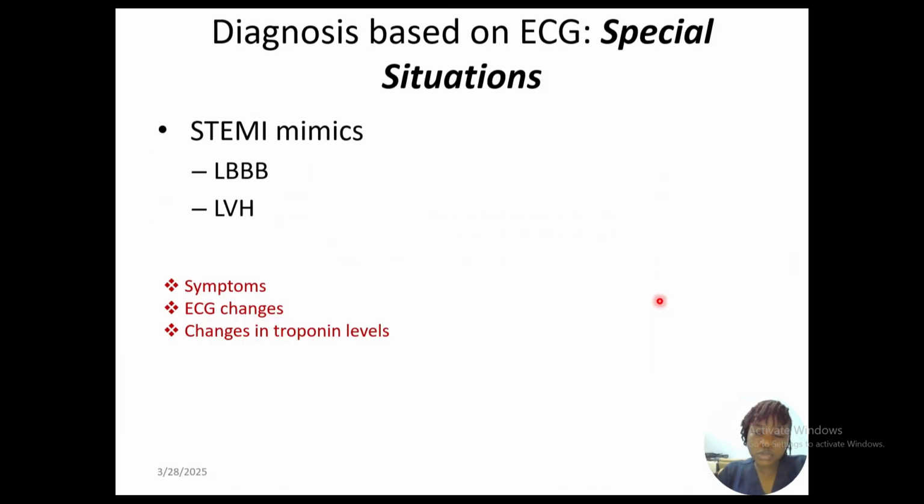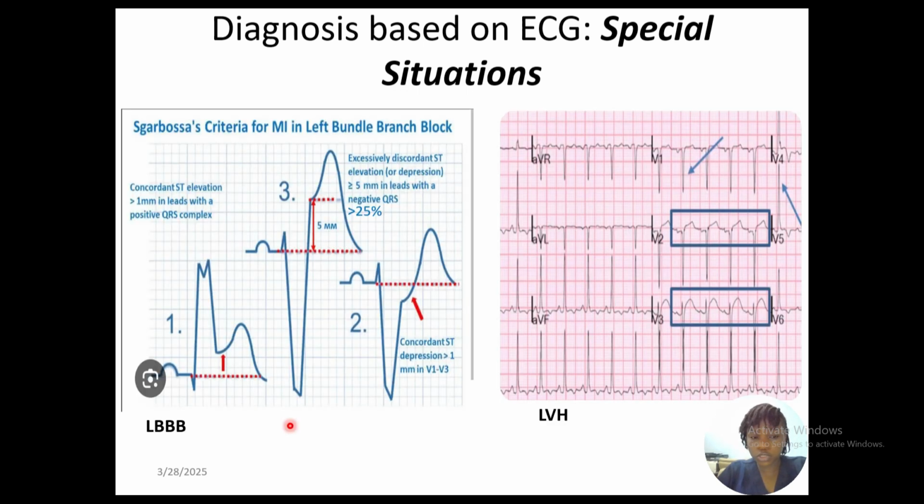Still on diagnosis based on ECG, there are special situations that can cloud or confound the diagnosis of ST elevation myocardial infarction. These special situations include presence of left bundle branch block or a previous left ventricular hypertrophy. But making the diagnosis is possible based on looking at patient symptoms of a possible acute coronary syndrome and some ECG changes I'll talk about, and also change in troponin level.